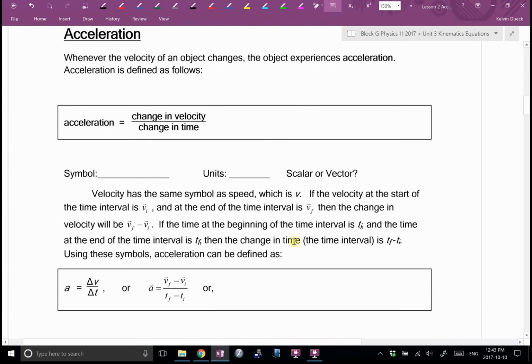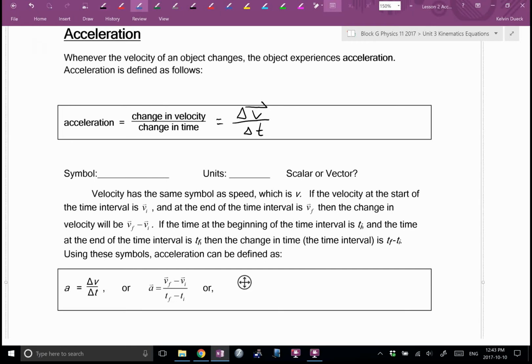So, we start out with our definition of acceleration. Whenever the velocity of an object changes, the object experiences acceleration. Acceleration is defined as a change in velocity happening over a given time period. We have a fancy schmancy symbol for change in. What was the fancy schmancy symbol for change in? Triangle, delta. So really it's delta V over delta T. I put the vector sign on the velocity because velocity is a vector, time is a scalar, so I didn't bother putting one on there.